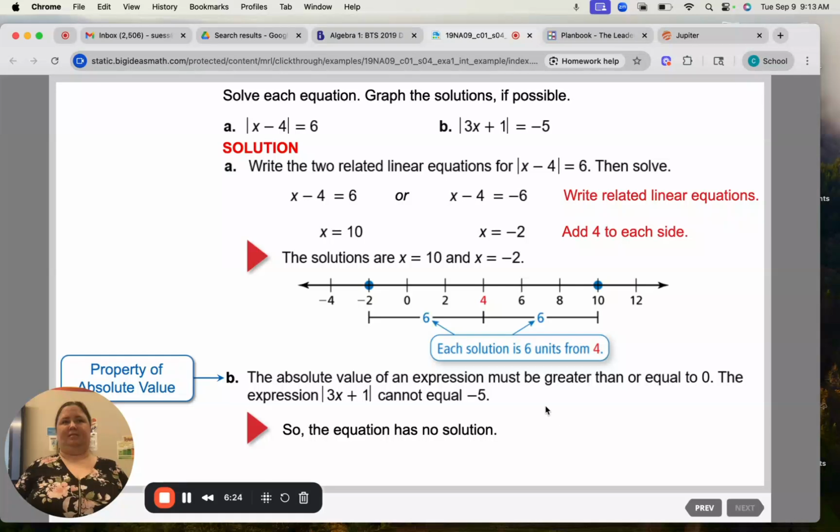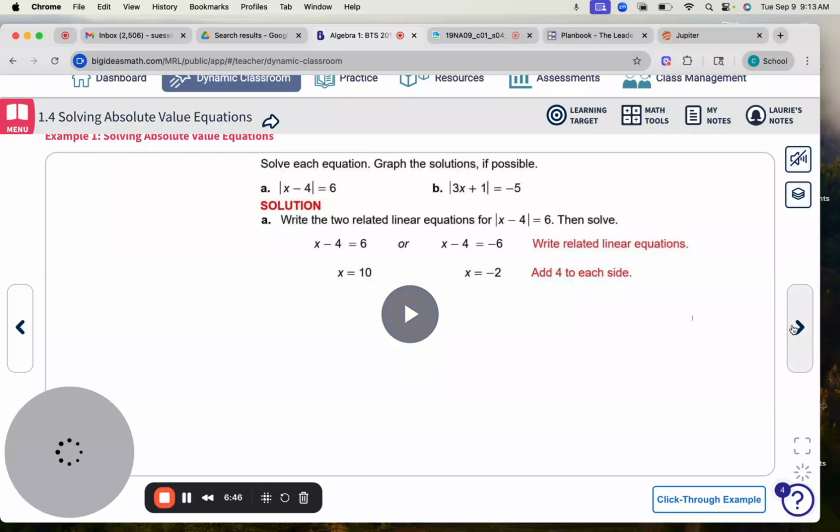So, wait, what? Because this has a -5 here, see this -5? When you have absolute values over here, you can't have a negative answer, because that absolute value takes away the negative, remember? So then you just say, I can't solve this, no solution. Excellent. So go do monitoring progress 1 through 3.